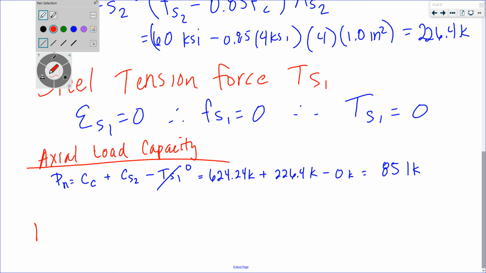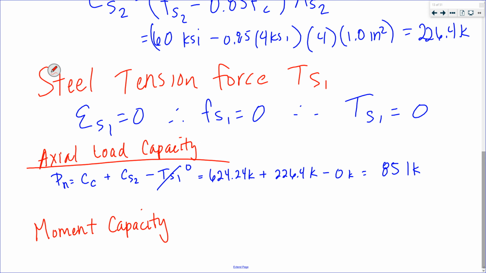So let's look at my moment. I'm going to take the moment about the centroid. My nominal, I guess this is nominal, right? That's why I've got my little n in there. Actually take that away because we're going to come back and factor it. So never mind. My moment capacity.